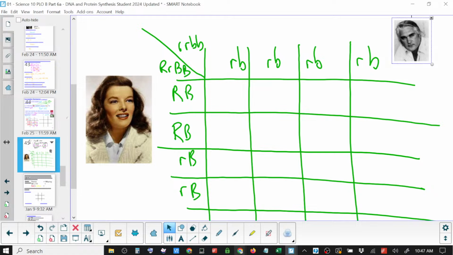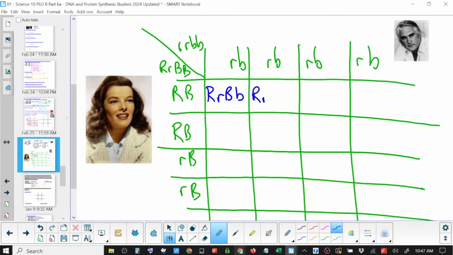I think everybody's well on the way to figuring that part out. I'm about to write it. I think everybody has done it. So when you're doing it, this is what I'm doing. R R, B B.